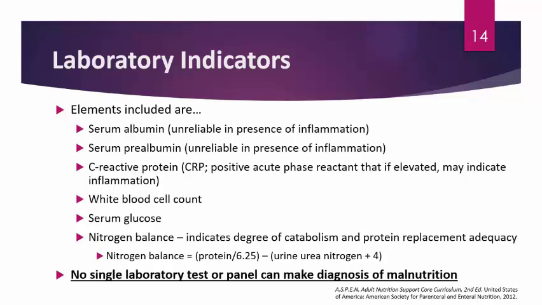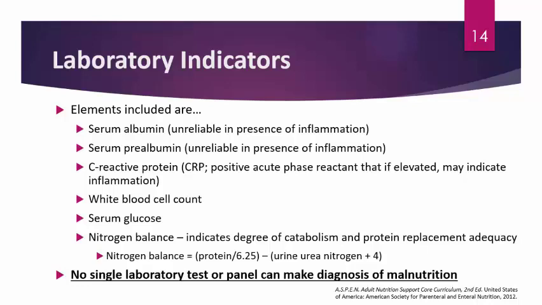That's why in many cases, whenever you obtain these different labs, you might want to get a C-reactive protein level or a CRP level, which essentially is a positive acute phase reactant that, if the CRP level is elevated, may indicate inflammation. So say you have a patient who has a high CRP level, their serum albumin and prealbumin level most likely won't be too reliable.